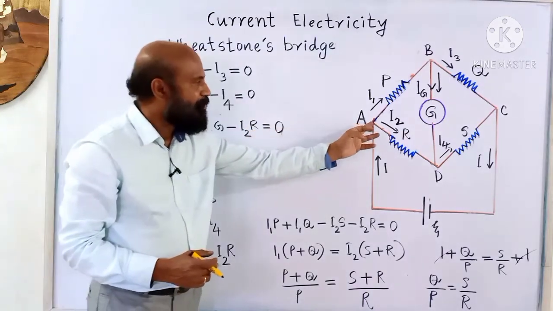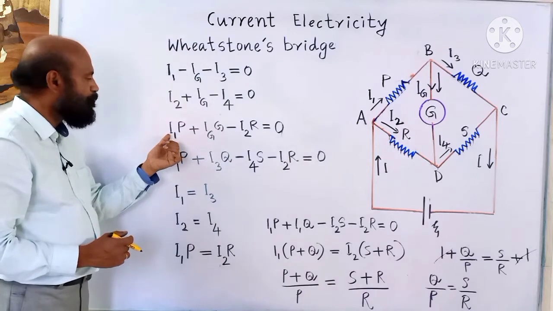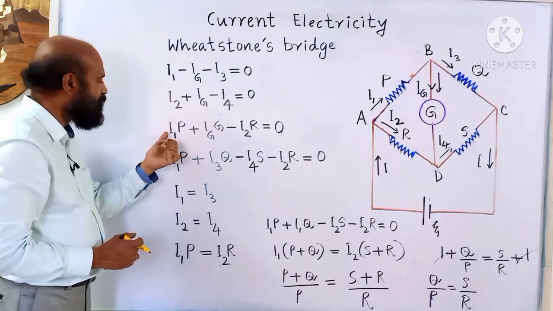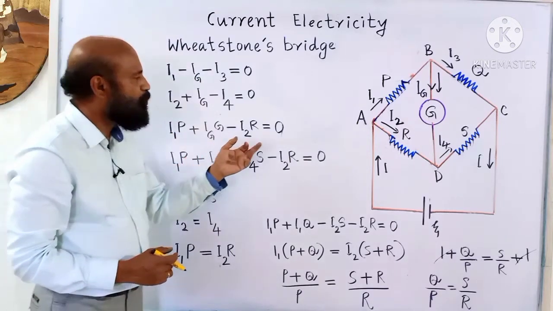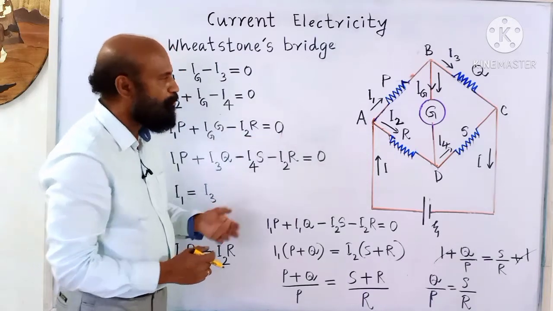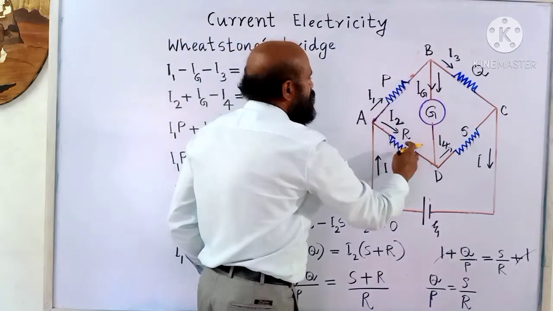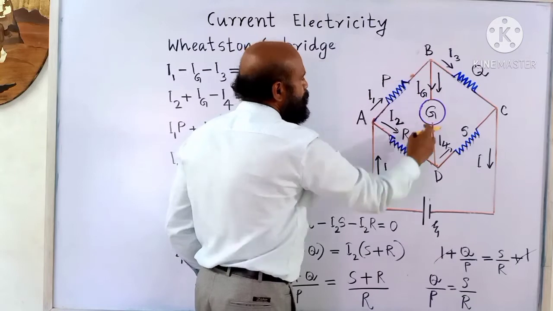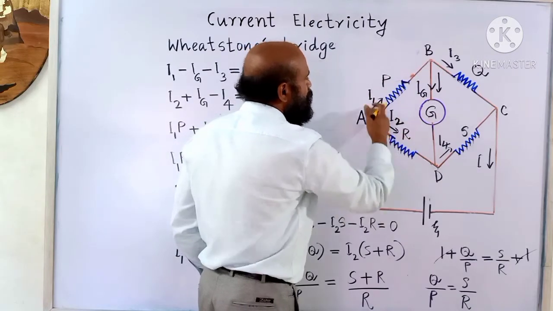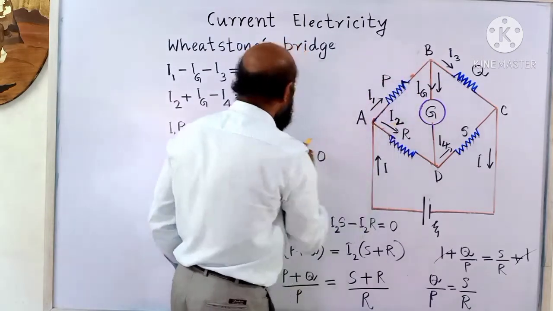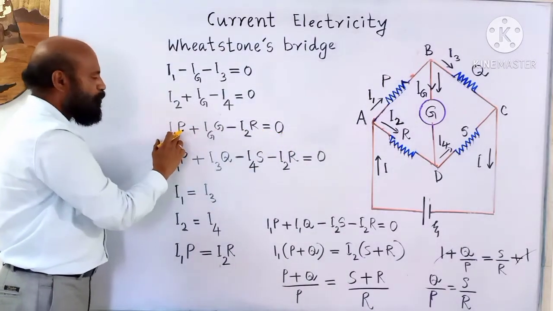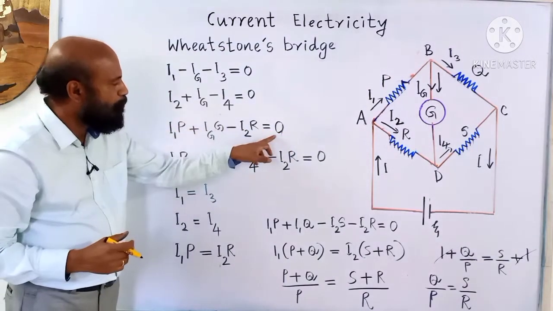The second rule is: the algebraic sum of the product of resistance and current is equal to the algebraic sum of the EMF. In this closed loop there is no cell, so the EMF is 0.